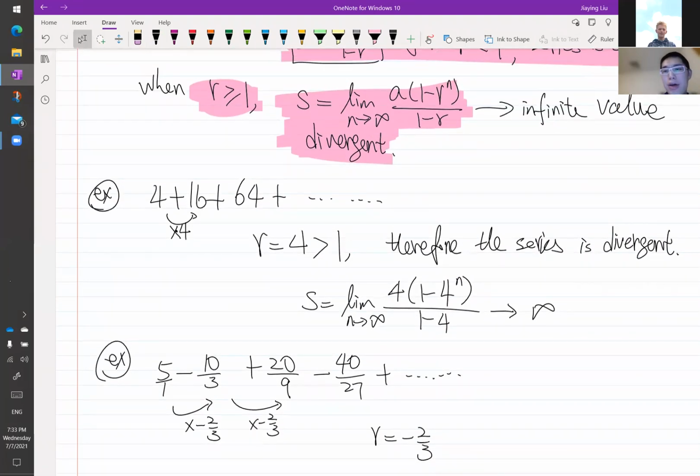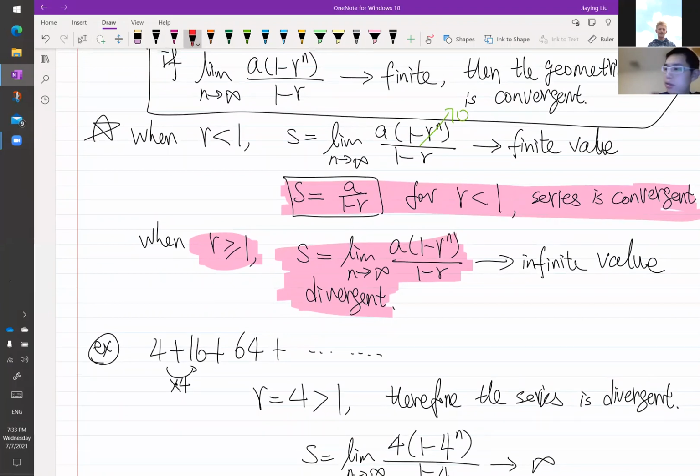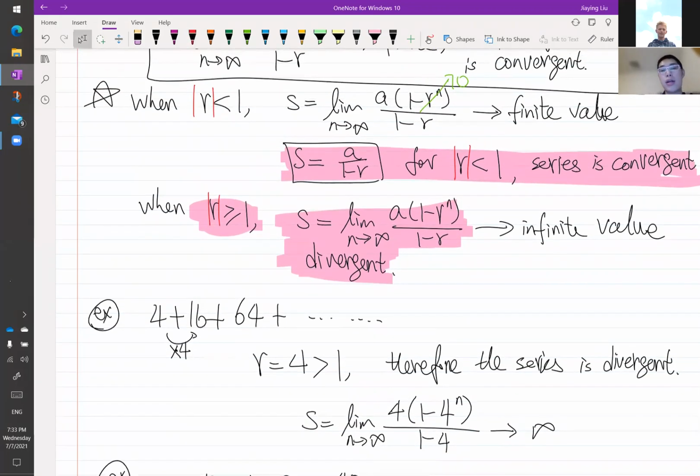I have to fix the error I made earlier. Sorry about that. When I said r is less than 1, it should be more accurate: the absolute value of r is less than 1. So we talk about absolute value here, not just the actual value. Sorry about that. You probably know that already if you've seen this material.